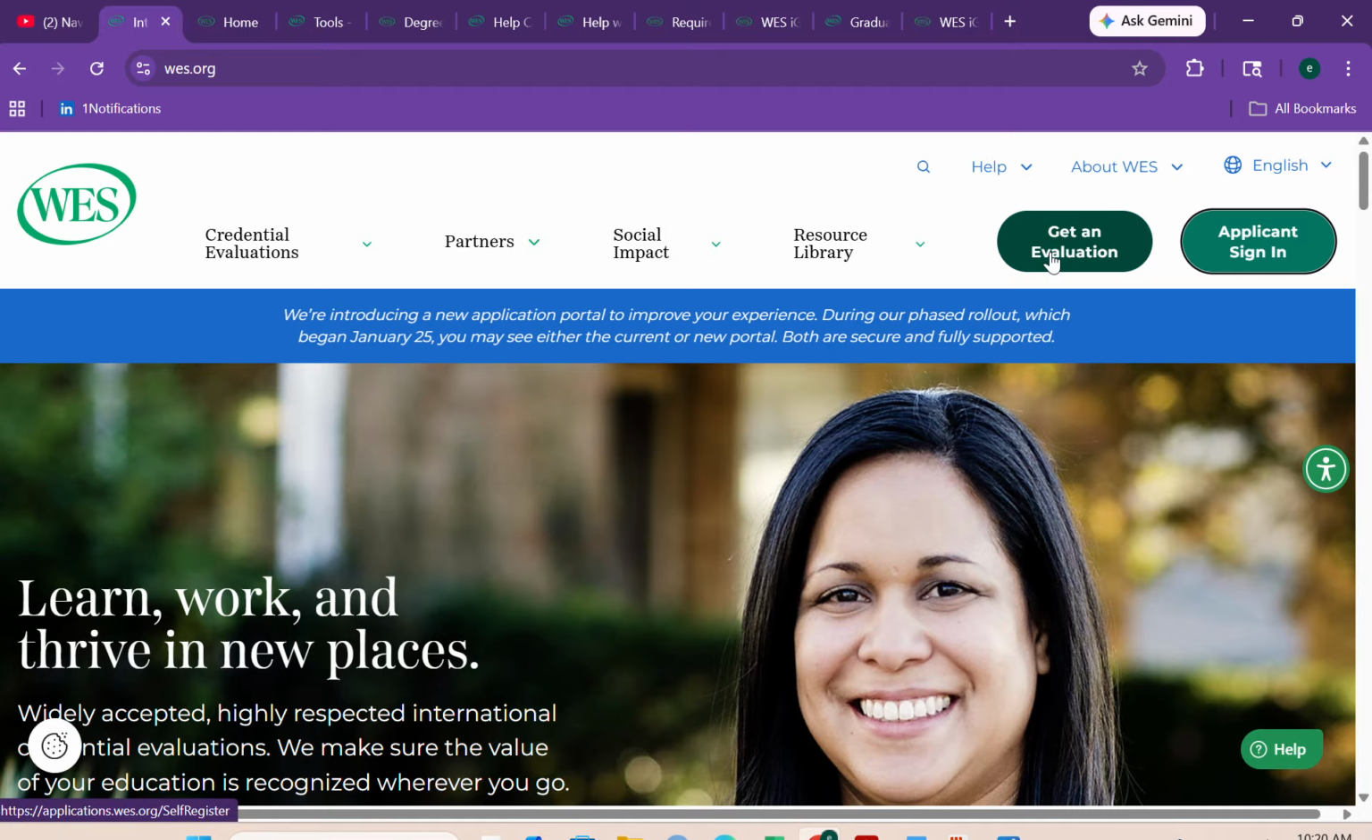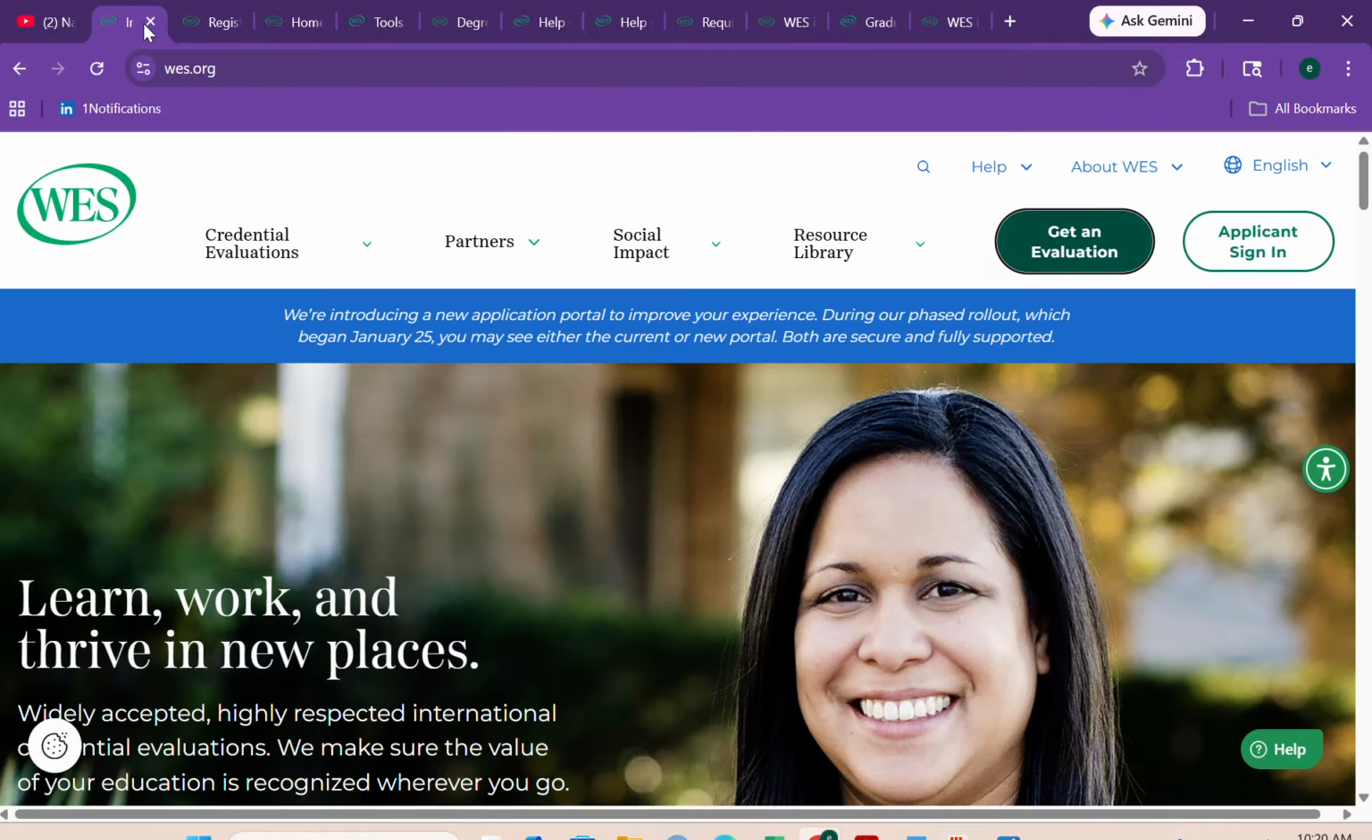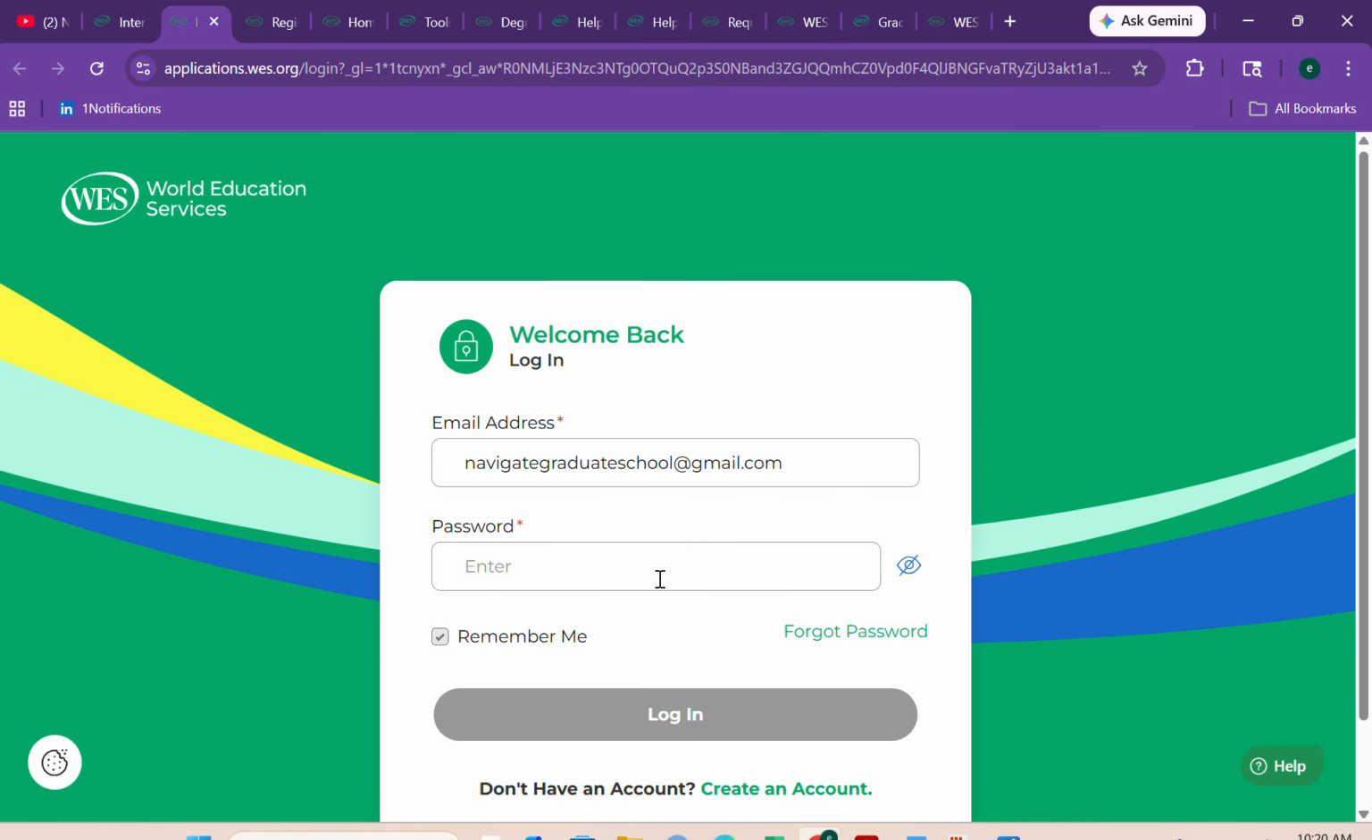And so after you create that, if you go to get an evaluation, over here you provide your full name and then you enter your details, then you create an account. After you have created an account, you can come to applicant sign in. You can come here, then you can sign in with your details. Now you want to get your evaluation, you enter your email address, then you come to password. You enter your password.